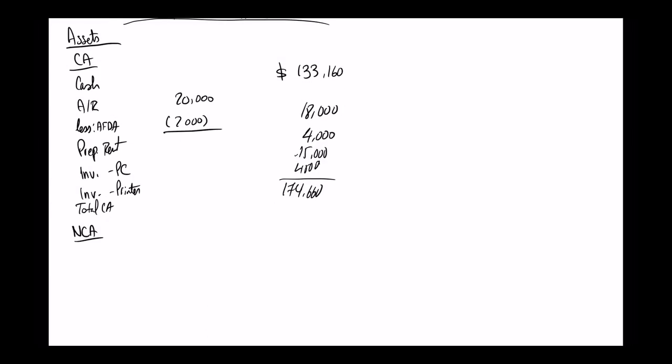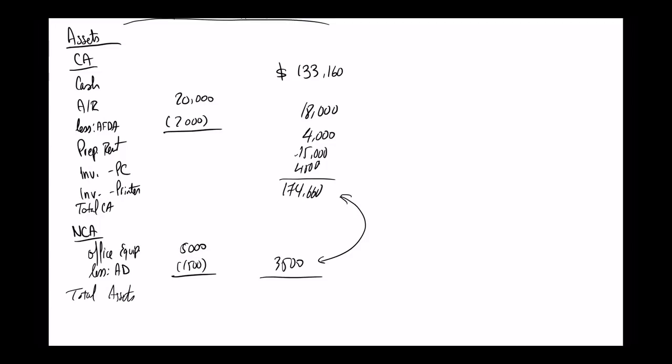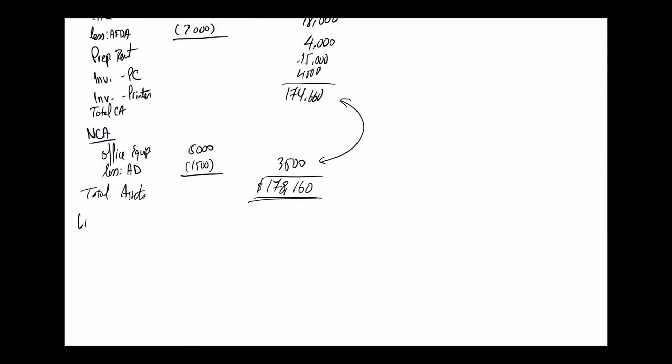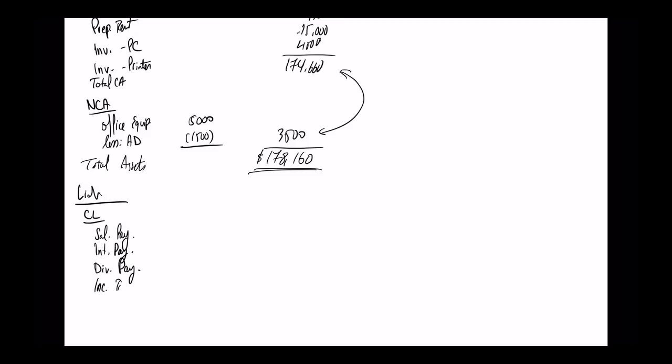We then have our non-current assets, and so that is office equipment less accumulated depreciation. So 5,000 less 1,500 is 3,500. And if you add these two together, that'll give you total assets of $178,160. So now we can jump to the other side of our balance sheet, our liabilities and equity. So we have our liabilities, current liabilities. So there's salaries payable, interest payable, dividends payable, and income tax payable.